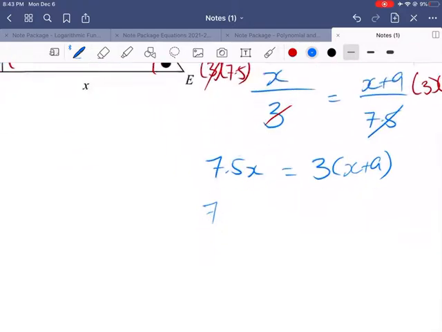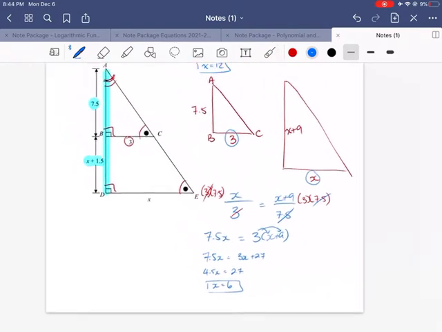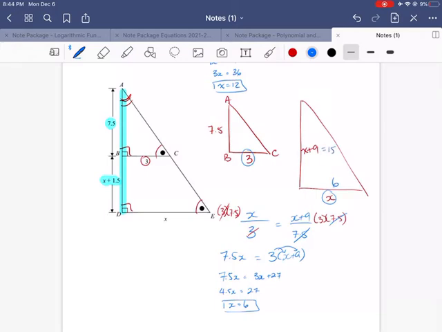Using the distributive property, 3x and 27, and you'll eventually get 27 is equal to 4.5x, and oops, I got that on the wrong side. 4.5x equals 27, and x will equal 6. So this is 6, and this must be 15.